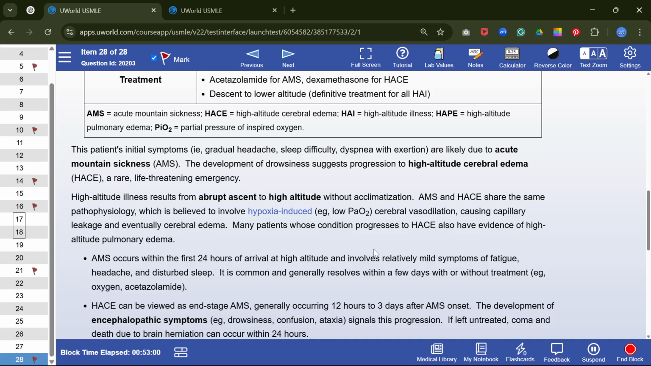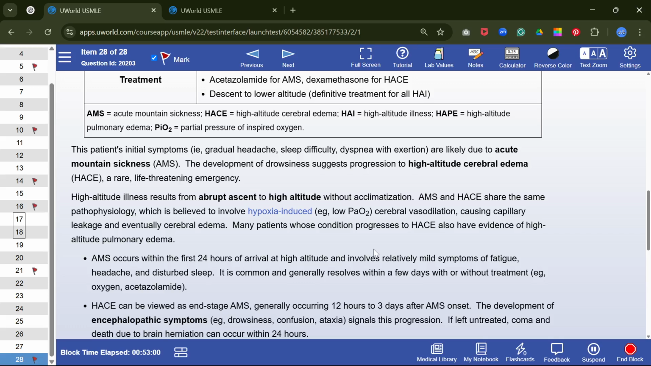Acute mountain sickness occurs within 24 hours of arrival at high altitude and involves relatively mild symptoms: fatigue, headache, decreased appetite, and disturbed sleep. It is common and generally resolves within a few days, with or without treatment. Oxygen and acetazolamide can be used.